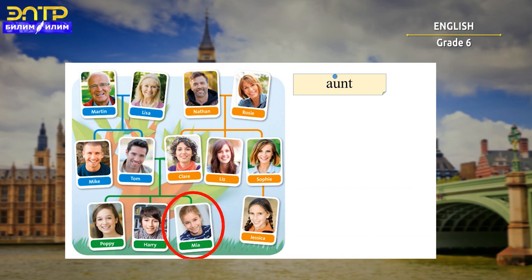Again, we are looking at Mia and Mike. Who is Mike for Mia? He is uncle. Mike is Mia's uncle. Repeat after me, please. Uncle. Uncle. Very good.